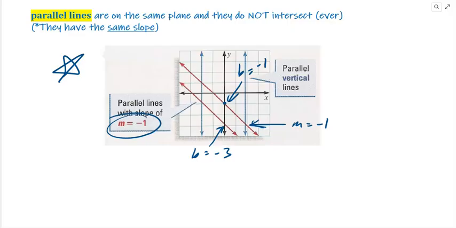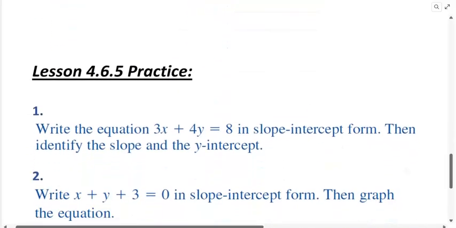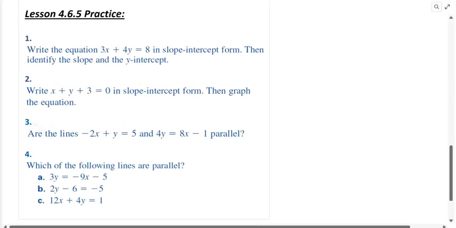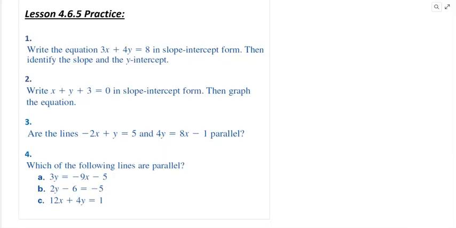All right, that's it, folks. Let's take a look at today's practice work. All right, lesson 4.6.5. You can copy this down in your math notebook, or you can go back to the slide where you found this video, click on the link there, and it'll bring that up.